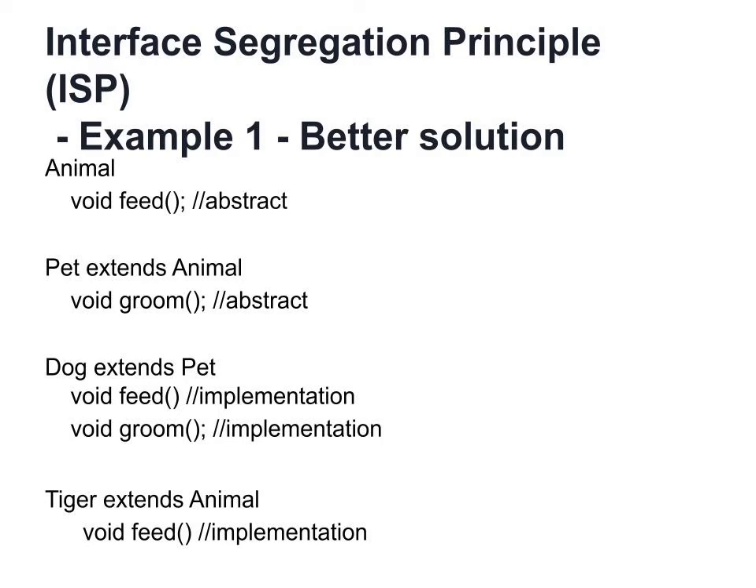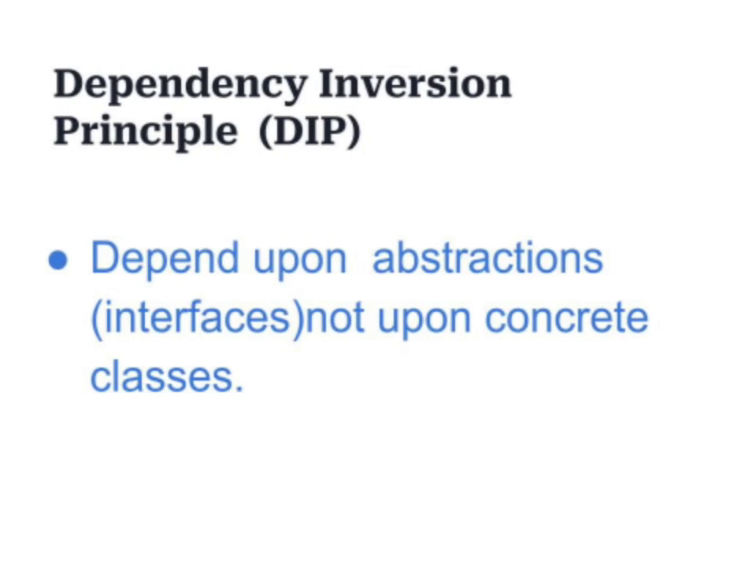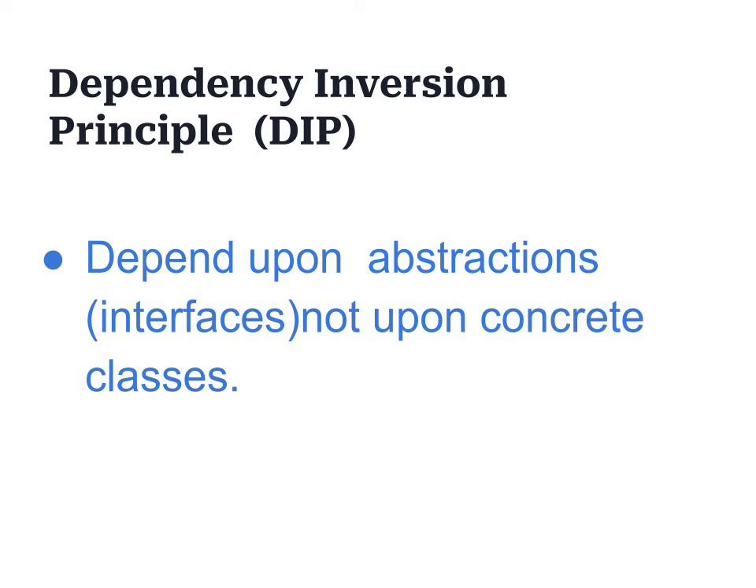The moment you have fat interfaces with a lot of methods, every time you change the interface, all the implementing classes also have to change. The fifth principle that we will be talking about is the dependency inversion principle. It says depend upon interfaces or abstractions rather than concrete classes. What does that mean? Let's look at an example.